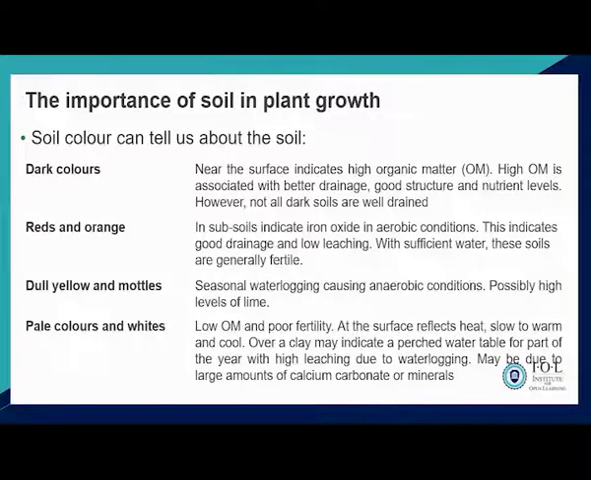At the surface, these soils reflect heat. They are also slow to warm and slow to cool down. If they are found over clay, it may indicate a perched water table for part of the year with high leaching due to waterlogging, and it may also be due to large amounts of calcium carbonate or minerals. So based on the color of the soil, these are some of the observations that have been made and noted.